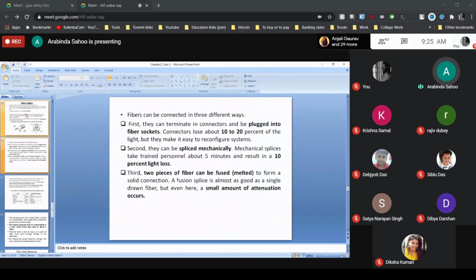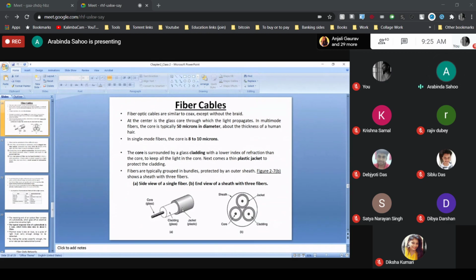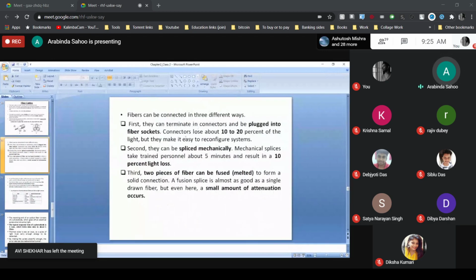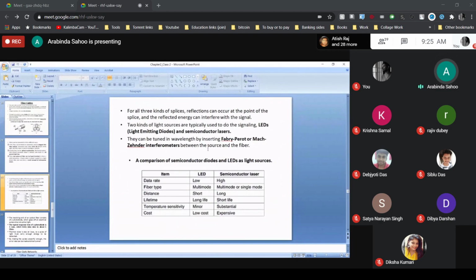So first we discussed the structure, or how the optical fiber is constructed. Then we discussed how fibers are interconnected with each other. And the third topic is the different light sources normally used, because in a fiber optic connection the light source plays a major role. Through light pulses we are transmitting the binary bits. So what are the different types of light source normally used to transmit the signal?